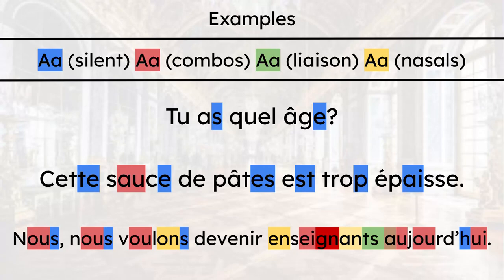So, enseignants d'aujourd'hui. But the AU is also a combo. So that's like a really big jumbled one. So it's just pronounced do. So, enseignants d'aujourd'hui. And then OU is another combo. And H is silent, like it always is. And the ending.